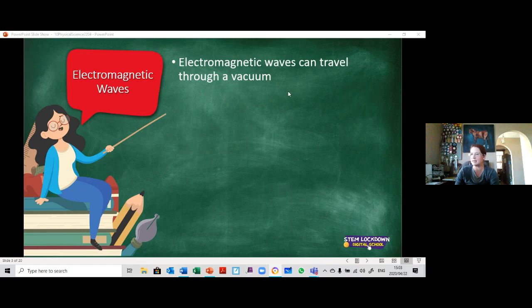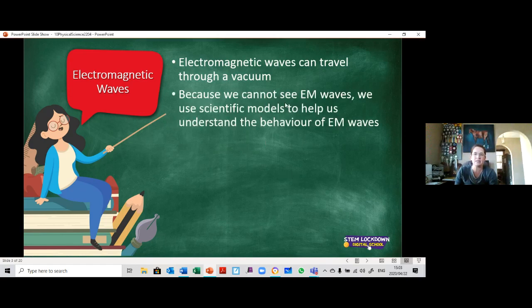Okay, cool. So that is important to note about electromagnetic waves. They can travel through a vacuum. That means that we can't always predict them. We can't see them. And so the scientists that came before me designed scientific models to help us understand the behavior of electromagnetic waves.